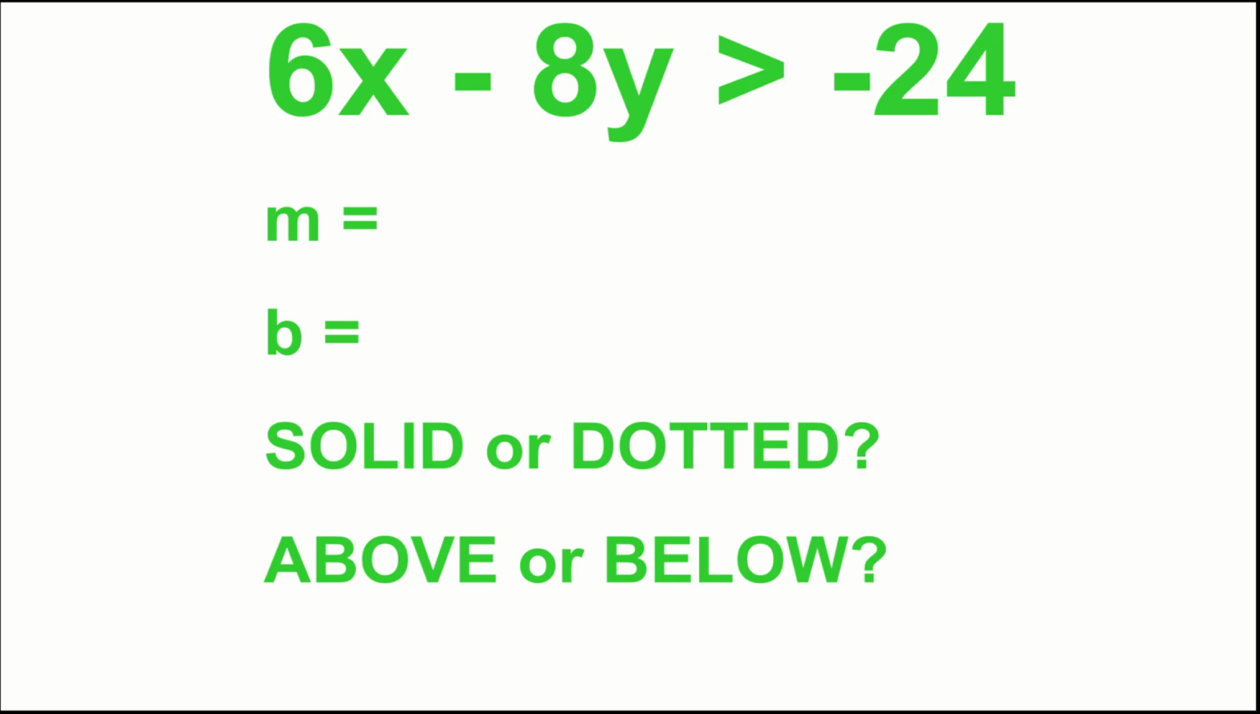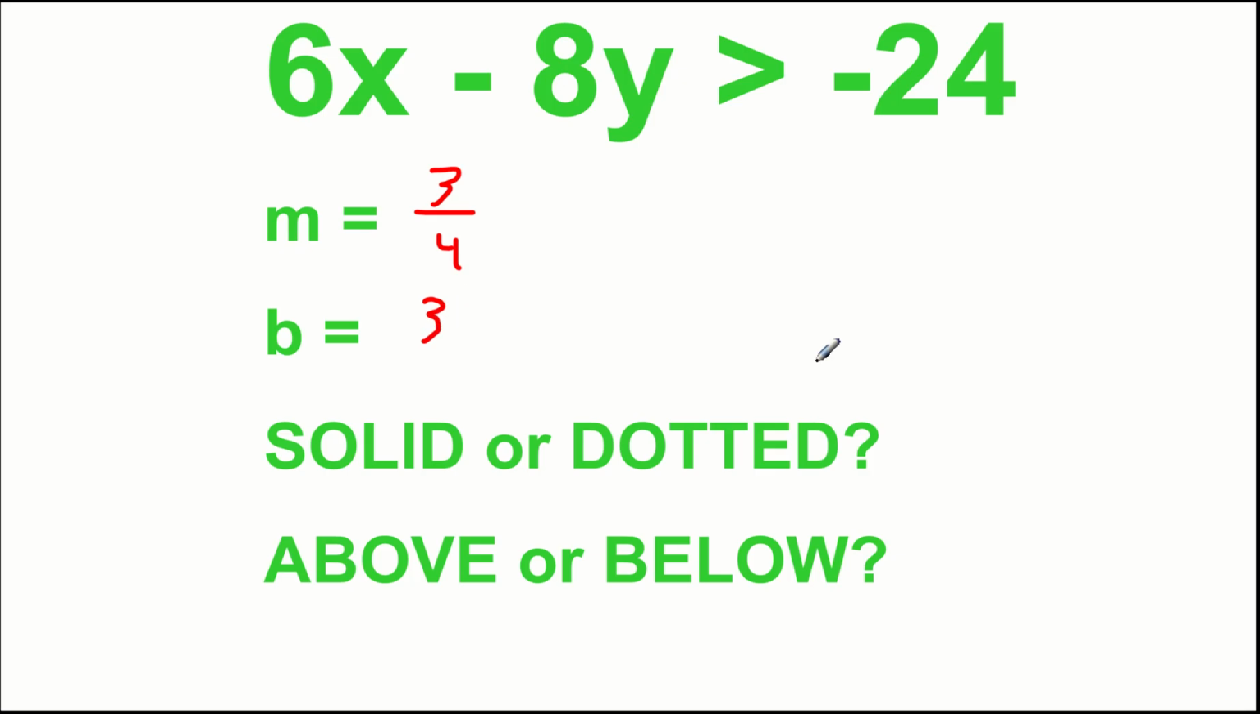My slope. Chassis, what's my slope? Alexandra? Positive 3/4. It's opposite of A over B. You'd have -6 over -8, which simplifies to a positive 3/4. Y-intercept. Jacob? 3 is correct. That's a positive 3. We got -24 over -8.